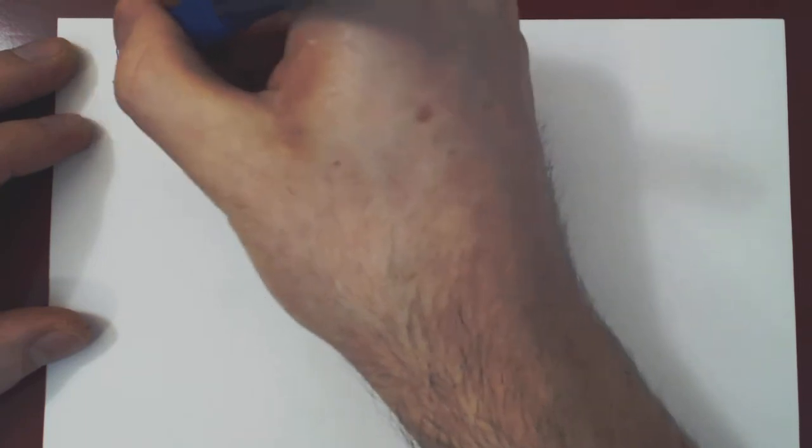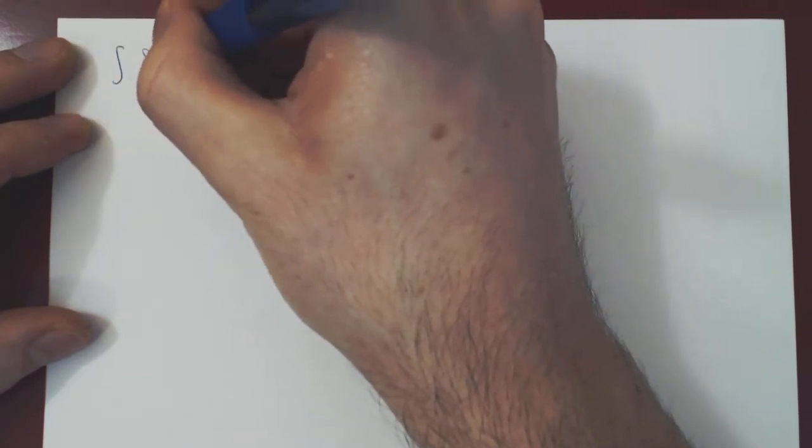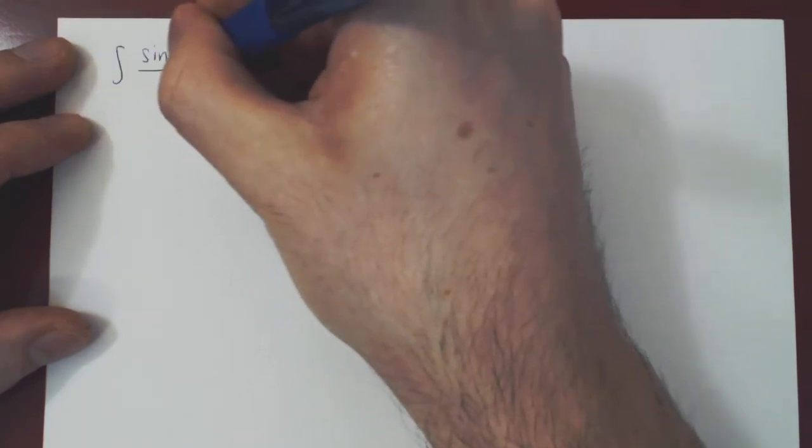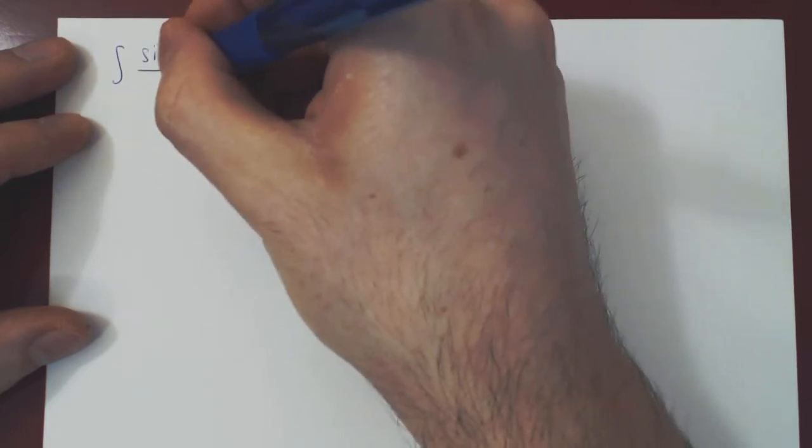Okay, so in this video, we will consider three additional examples of a u-substitution. So here's the first: the integral of sine of root of x over root of x dx.